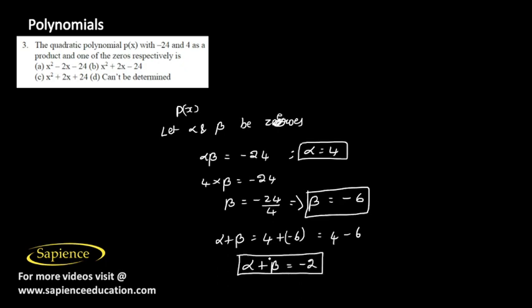The last question, we saw a general form. Using the same general form, we can write p of x is equal to x square minus -2x, and the product of the zeros was given as -24, which can also be written as x square plus 2x minus 24. So for this question, option B is the correct answer. The answer is option B.